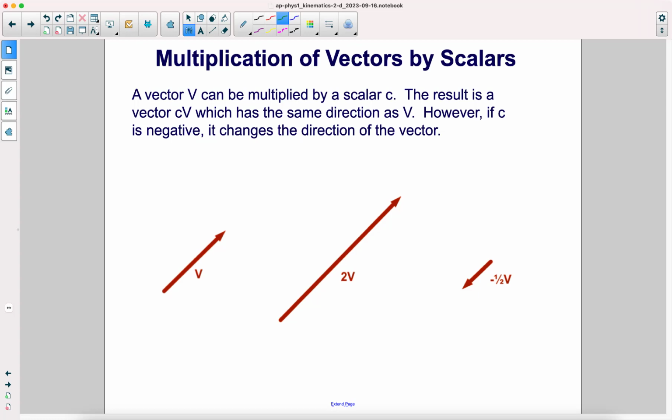For example, if c is the number 2, then if we have 2v, that vector will be twice as long as the original vector. If c is negative 1/2, it will shorten the vector to half of its original length, and it will switch the direction since it's negative.